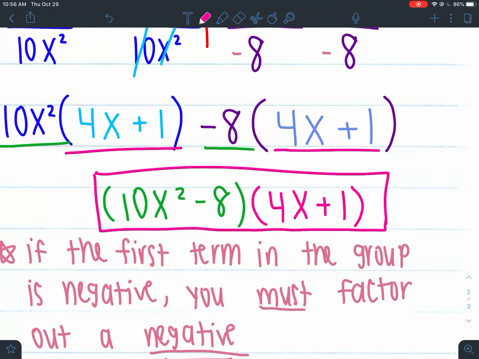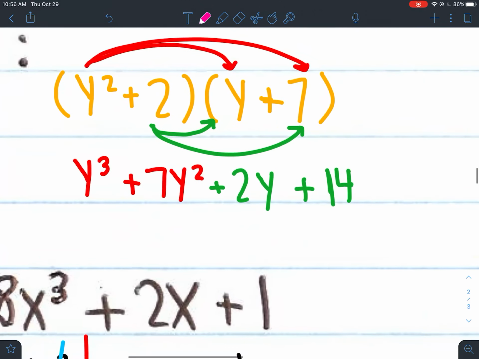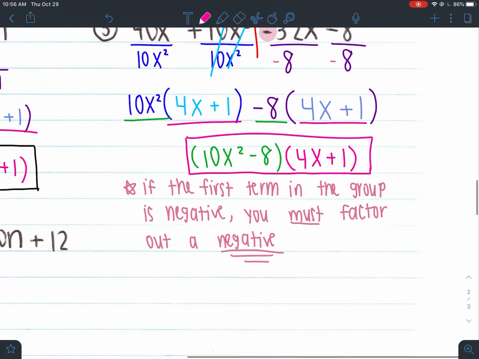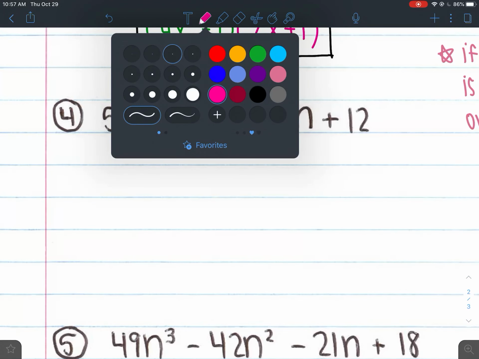Okay? Remember, factoring is undoing distribution, so we're undoing double distribution here, right? Because technically somebody double distributed and they got this. So we're undoing all of that and then putting it back into the parentheses. All right, moving on to number 4, okay?